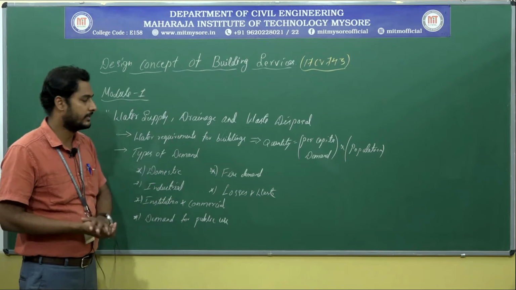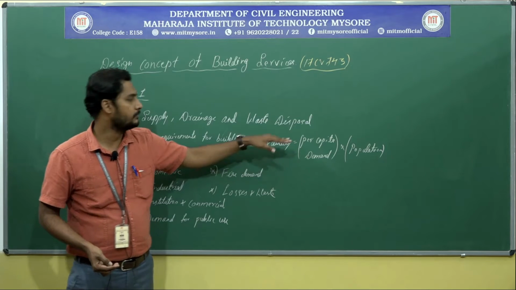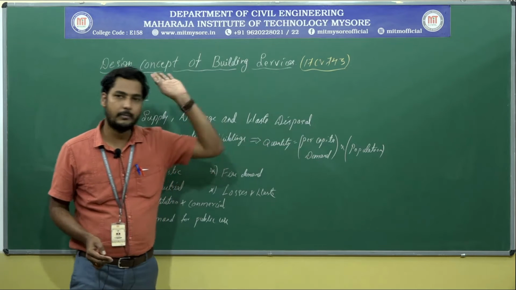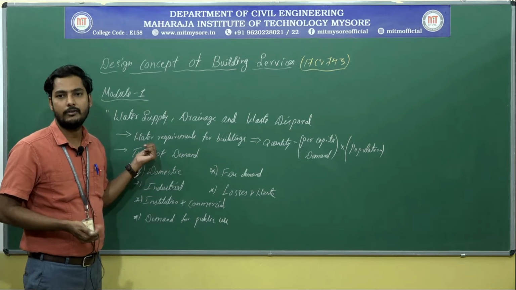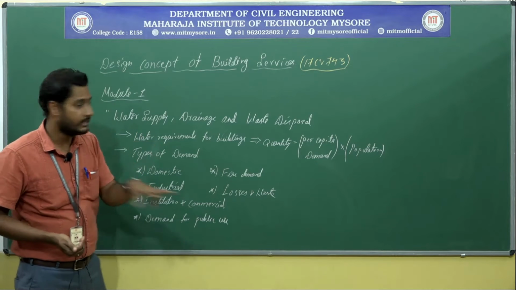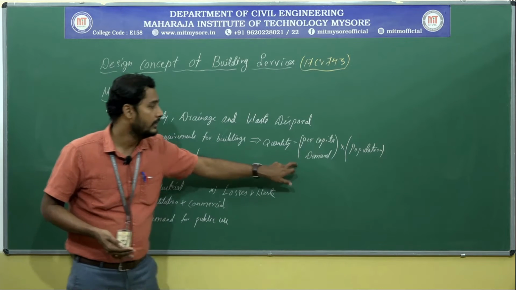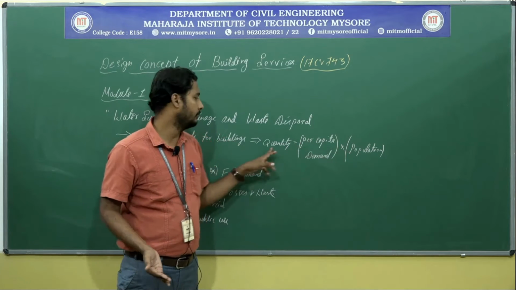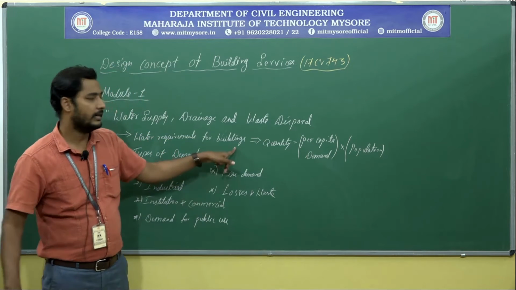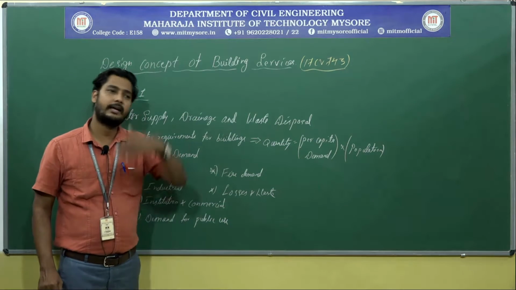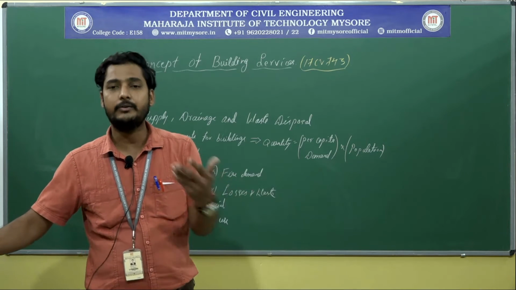Before concentrating on that part individually, first we need to understand how to calculate the quantity: the per capita demand of water multiplied by the population of that particular area gives the total water requirement for that area. If I consider a building as an example, the per capita demand is around 135 LPCD according to the IS code, and the population is around 4 members. So per building, so many liters of water will be required. Similarly, we can go ahead with one apartment, one area, or one township, and add up.